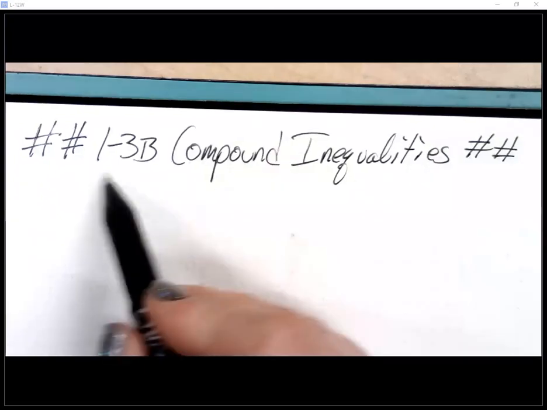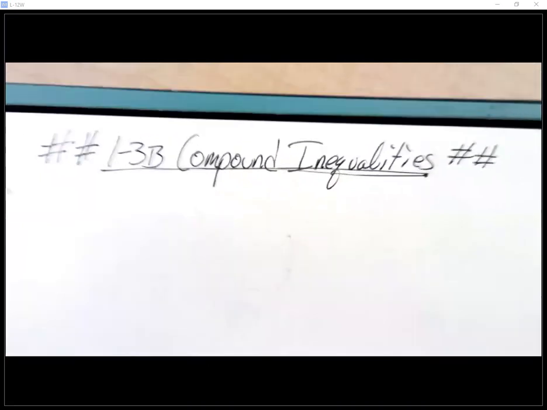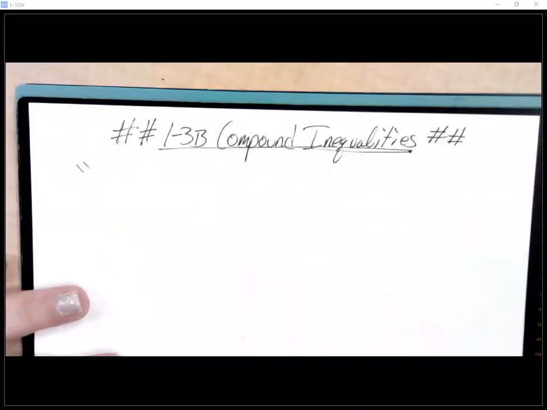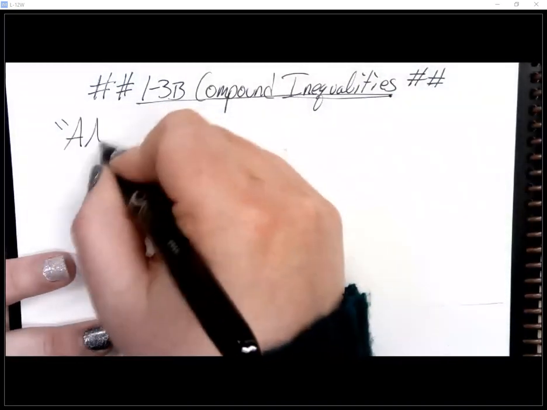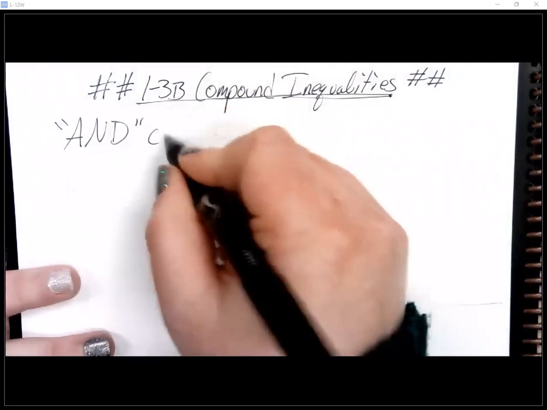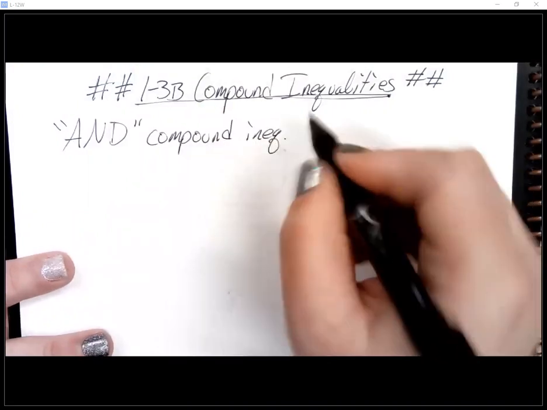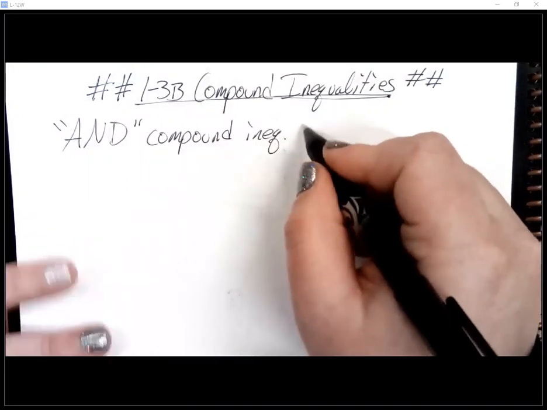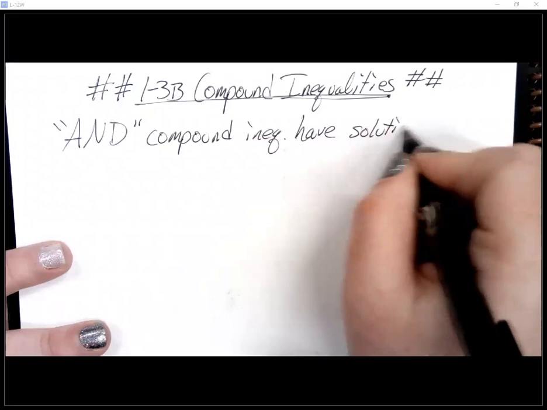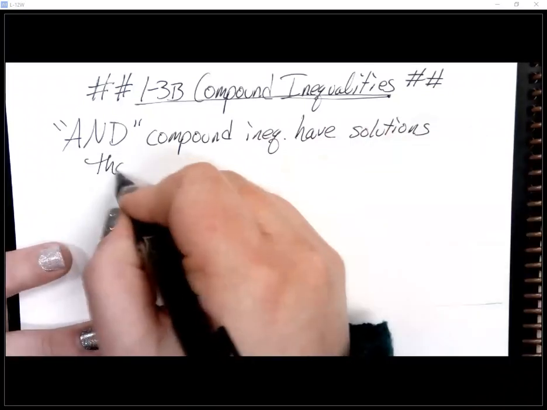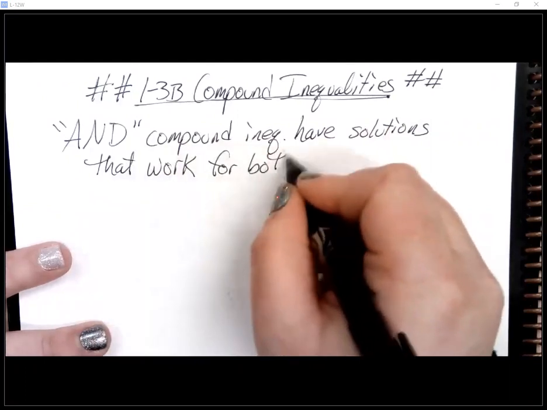So, and inequalities have solutions that work for both single inequalities.